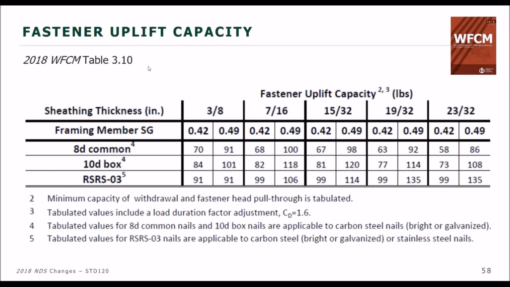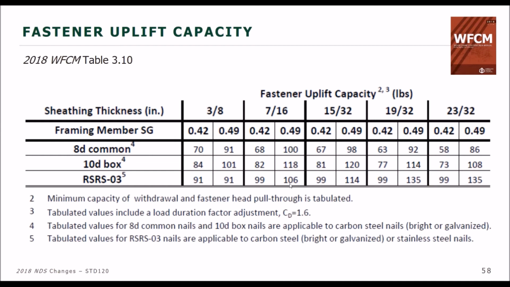So that takes us to this table, which we've excerpted from the 2018 Wood Frame Construction Manual, Table 3.10. And if you come back next month in January, we're going to be doing an overview of the 2018 Wood Frame Construction Manual. And what you see here is that we've tabulated fastener uplift capacities by taking the lesser of, per footnote 2, withdrawal versus fastener head pull through. And so this value here for 7/16, 0.49 is pretty close to what we saw for the 0.5 example that we just did a little bit earlier for Doug Fir.